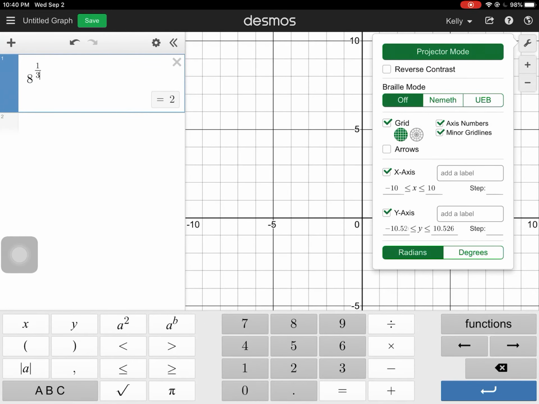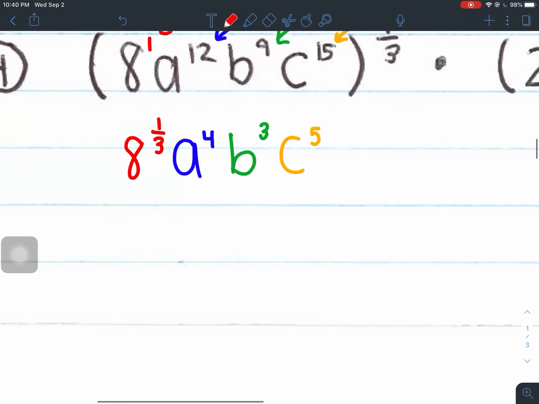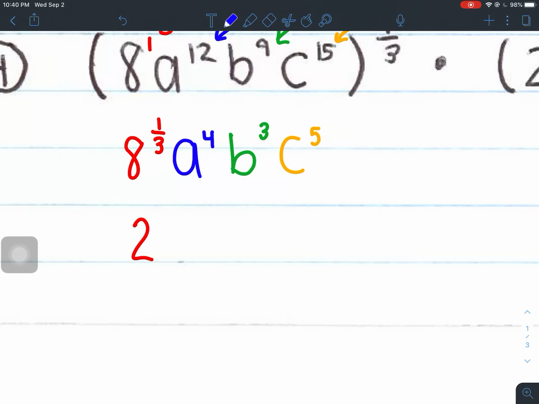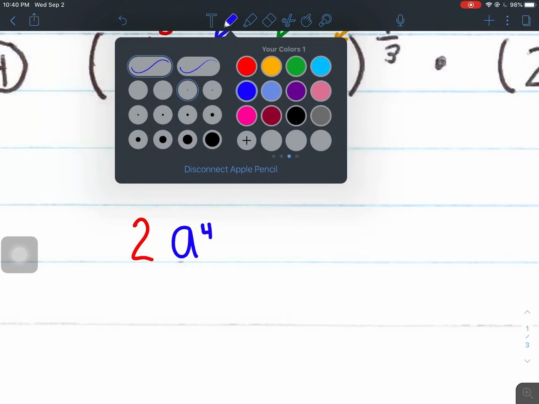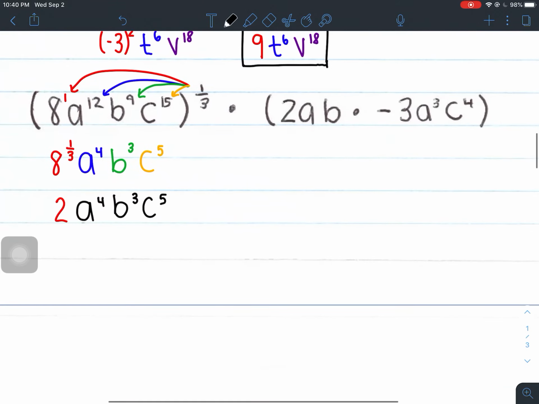I'm going to go ahead and turn projector mode on so it's a little bit bigger. And I get 2. So 8 to the 1/3 is equal to 2. So I'm going to go ahead and rewrite this so that it's the way it needs to be, right? a to the 4th. And I'm actually going to write this all in black so that I can state that it's the same. So a to the fourth, b to the third, c to the fifth. So the only thing I changed was that 2.